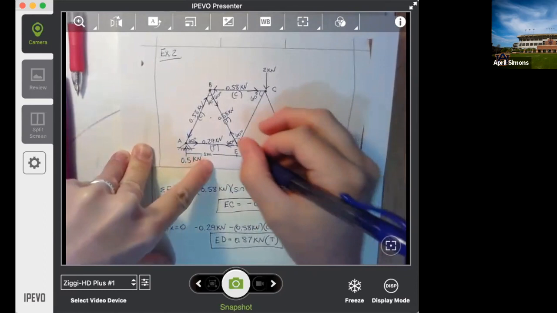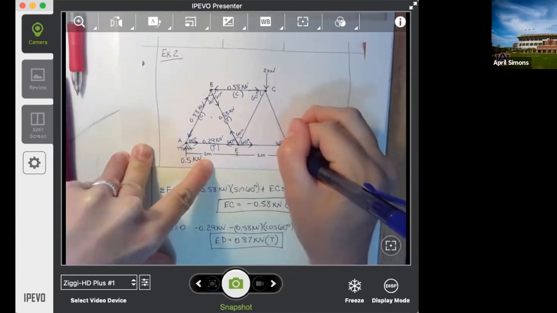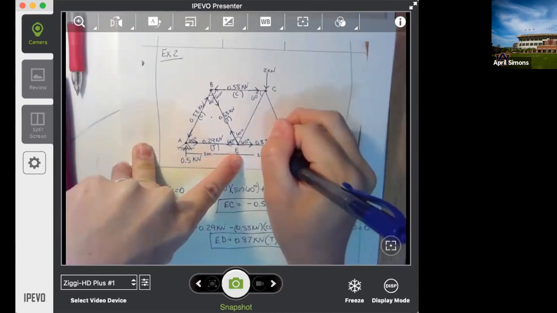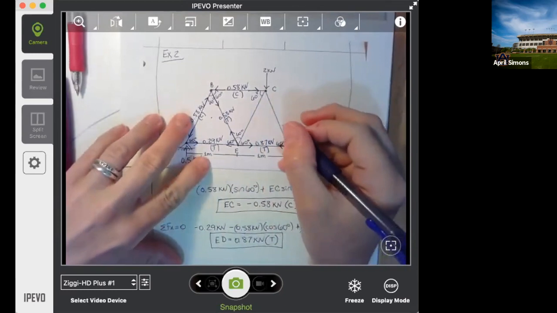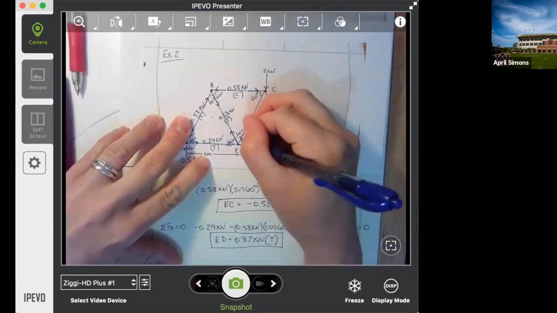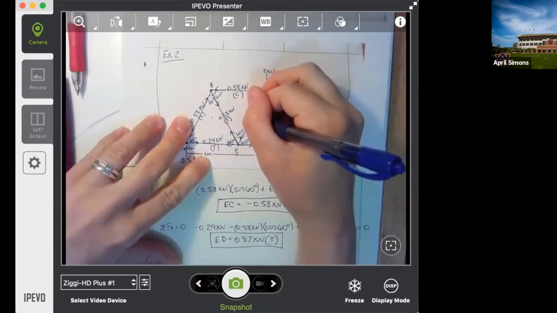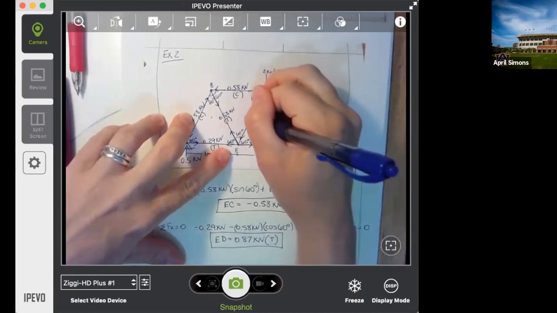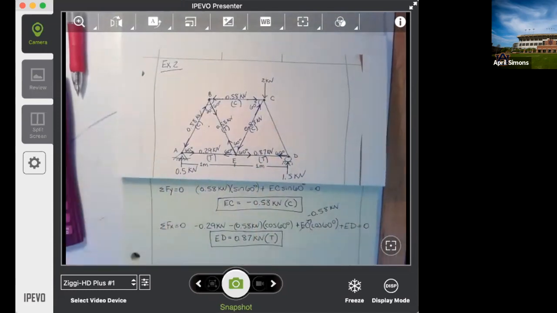So ED we said is in tension, so we'll draw these arrows going away from the joints there. 0.87 kilonewtons tension. And EC is in compression, so those arrows will be going toward the joint. 0.58 kilonewtons compression. Any questions on the free body diagram for joint E?